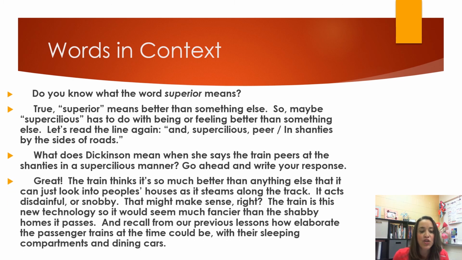Great. The train thinks it's so much better than anything else that it can just look into people's houses as it steams along the track. It acts disdainful or snobby. That might make sense, right? The train is this new technology, so it would seem much fancier than the shabby homes it passes. And recall from our previous lessons how elaborate the passenger trains at the time could be, with their sleeping compartments and dining cars?